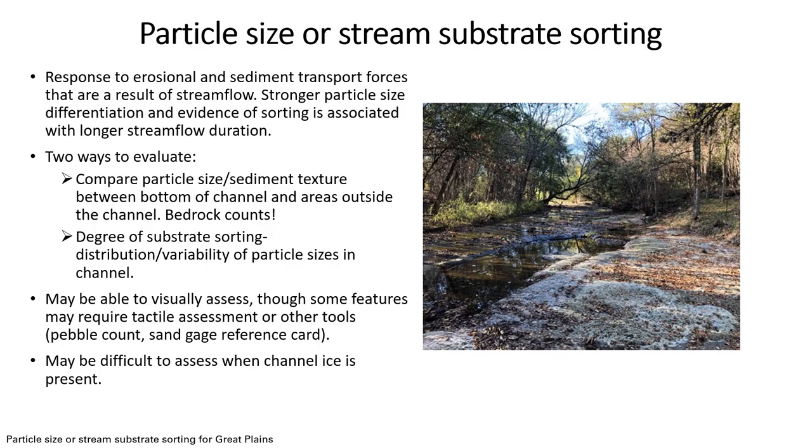We can compare particle sizes in the stream bed to adjacent stream banks to see if there is a difference, evidence that flow has sorted the material or at least removed the fines in the channel. Also look at the distribution of particle sizes among bedforms in the channel. Sorting can often be seen along the slope of point bars or when comparing the substrate in pools and riffles.